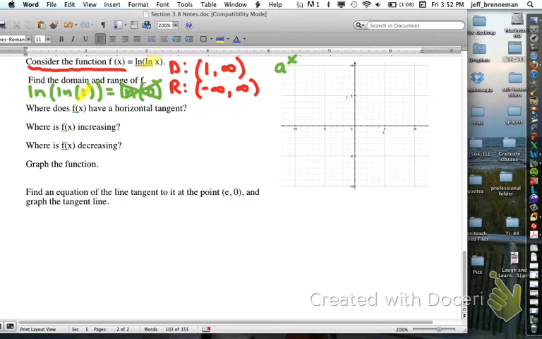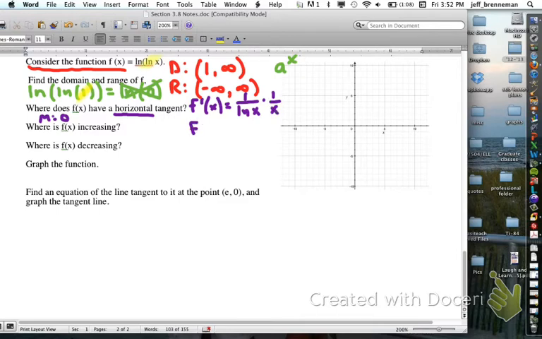Alright, so moving on. Key phrase here, horizontal tangents. So what do we know? Well, we know slopes would be 0, right? So let's consider, in terms of slopes, we know that's a derivative, so I'm going to find the derivative of this. The natural log of the natural log of x, its derivative would be 1 over the ln of x. That's the derivative of the outer, and then the derivative of the inner would be 1 over x.